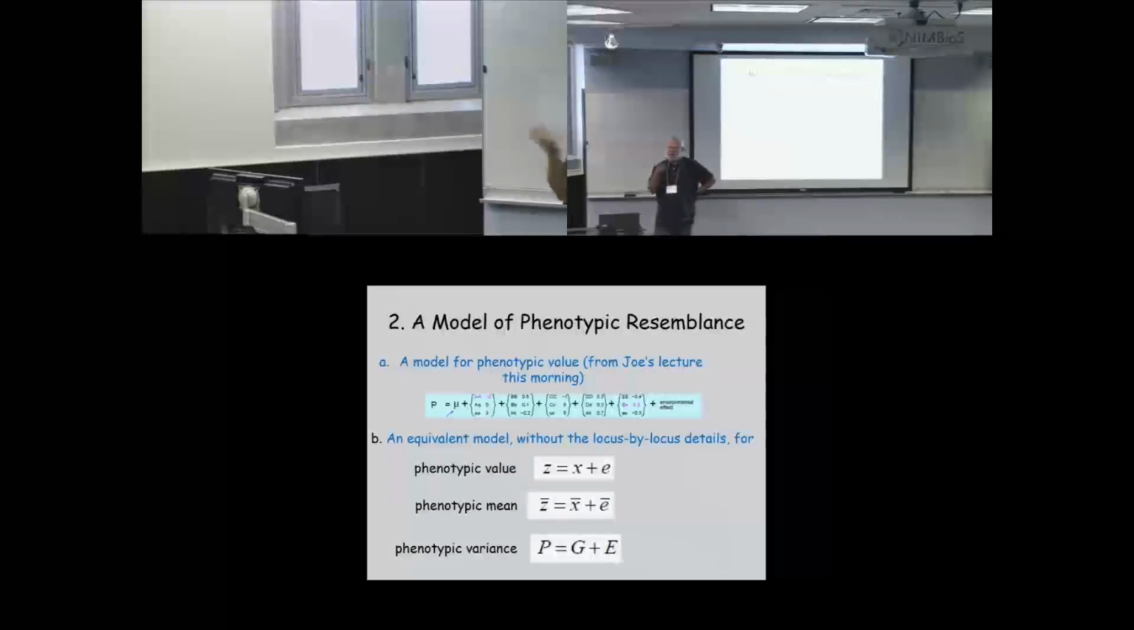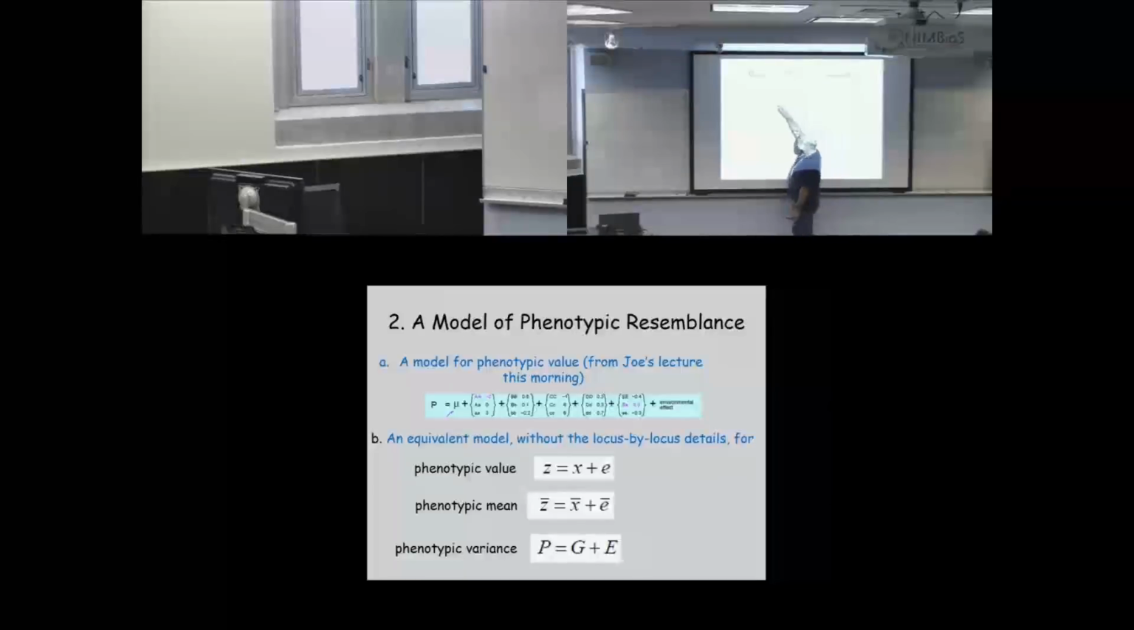And so Fisher essentially went out and built an underlying Mendelian model to explain that covariance. And he starts by saying, let's look at this. This is Joe's model. Let's take the phenotypic value. Here we're calling it P, and we're going to say we've got contributions from loci A, B, C, and D.